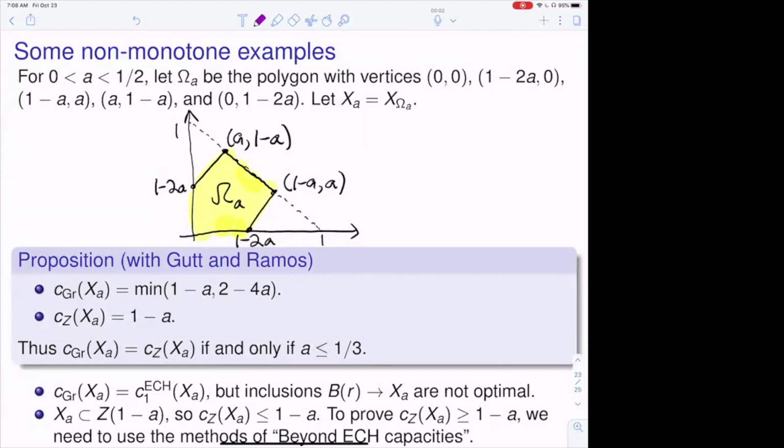And to prove that the cylinder capacity is 1 minus A, well, this domain is certainly contained in the cylinder of size 1 minus A. I can just draw it right here. This point is 1 minus A. So this whole purple region is the cylinder of size 1 minus A, and the domain is a subset of it. But why can we not symplectically embed it into a smaller cylinder?